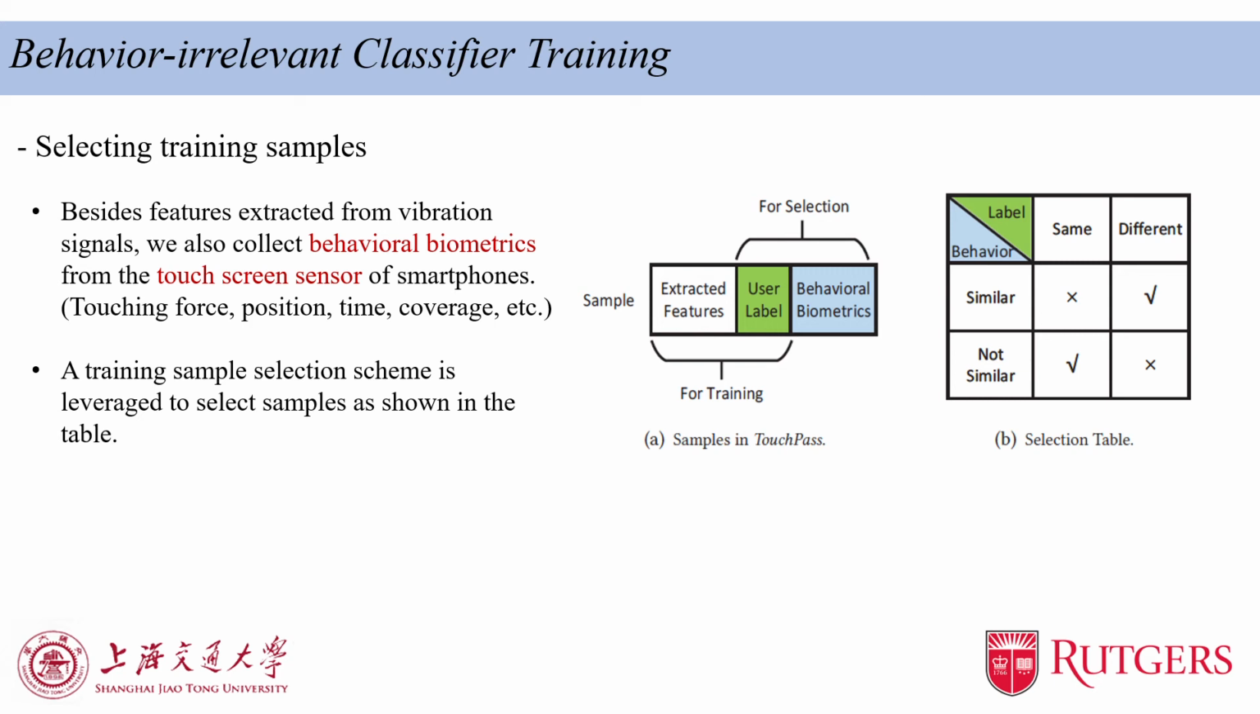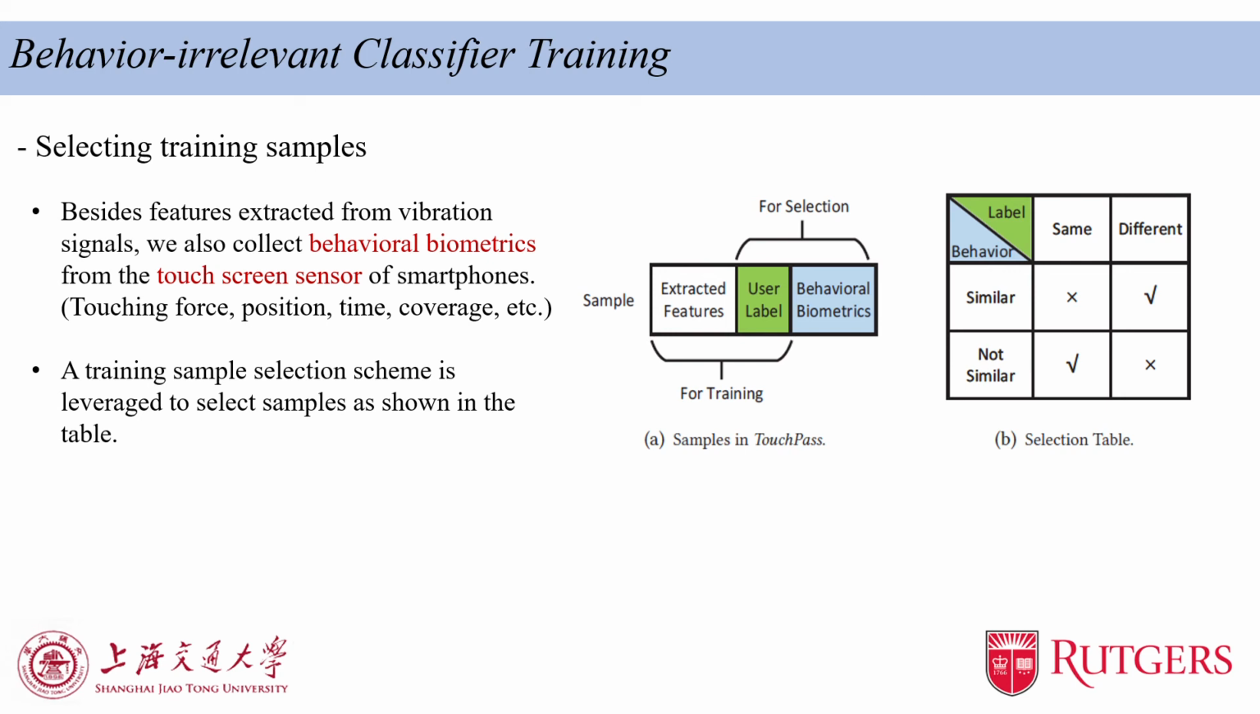In particular, we also collect the behavioral biometrics separately from the touching screen sensor of smartphones and use that data for training sample selection. If two samples belong to the same user, we only choose the samples with different behavioral biometrics as training samples. While if two samples are from different users, we only choose them when their samples are with similar behavioral biometrics. Then we have many selected training sample pairs.